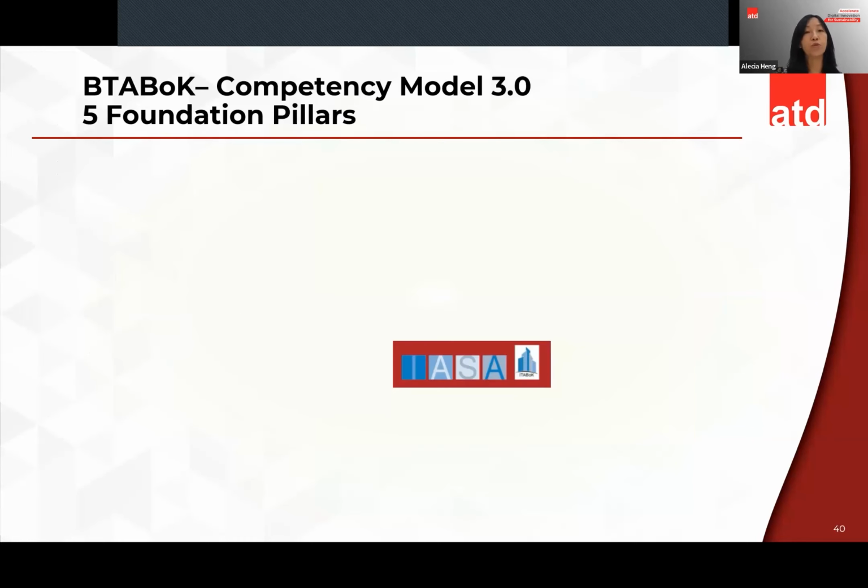So what do we mean by competency? In the year 2010, Iasa actually did a survey and sent it out to all the architects in the world, as you can see, right?